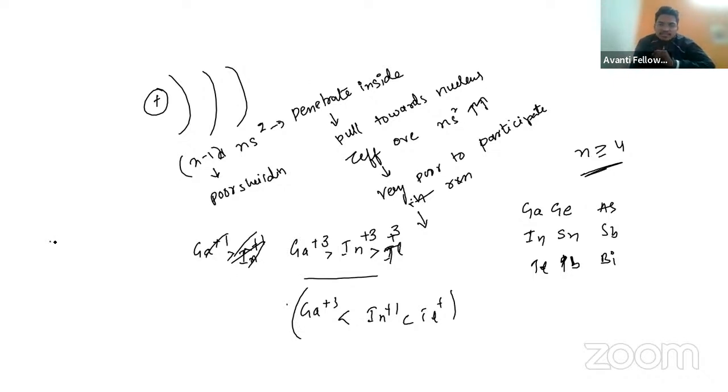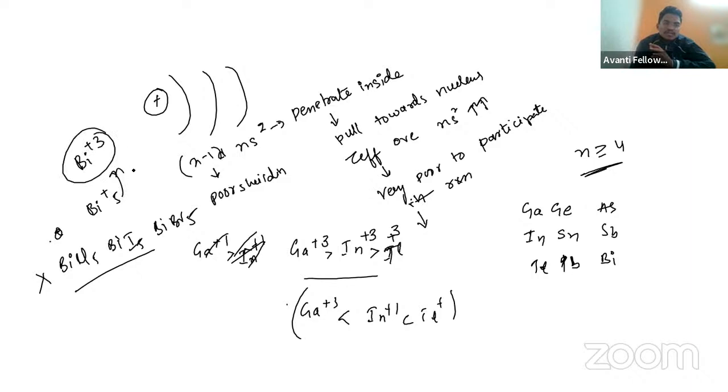Another exception because of this: compounds like BiCl5, BiI5, BiBr5 are not going to exist, because bismuth in the +5 oxidation state is unstable compared to bismuth in the +3 state. Bi+3 is stable because of the inert pair effect, and bismuth +5 does not form that easily. That is because of the inert pair effect only. So these do not exist, but BiF5 exists because of the strong electronegativity of fluorine.